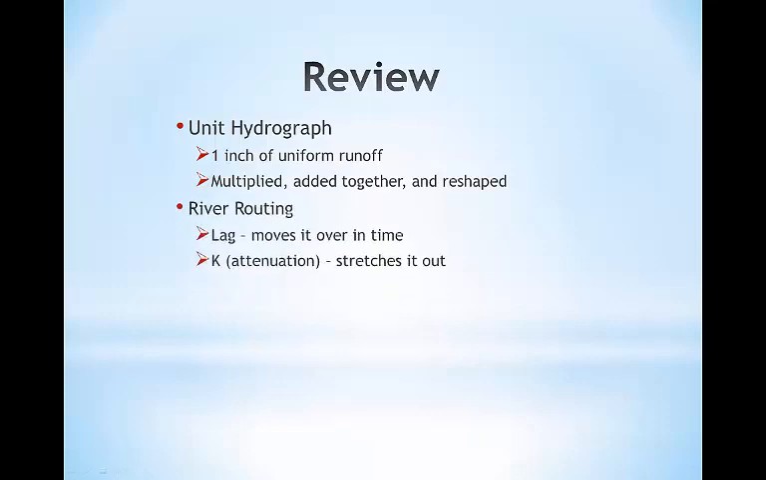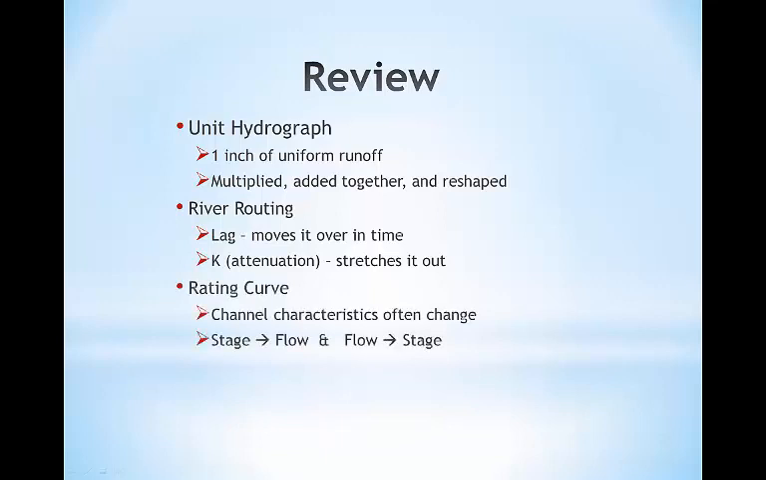We use the modified Muskingum method to route water from upstream sites to downstream sites. It has two variables, lag, which moves the hydrograph over in time, and K, or attenuation, which stretches the hydrograph out. The rating curve is based on channel characteristics, and like those characteristics, it often changes. It is used to convert from stage to flow and flow to stage. It's also important to note that routed forecasts can rely on two rating curves, so if either of them is off, the forecast quality could be affected.